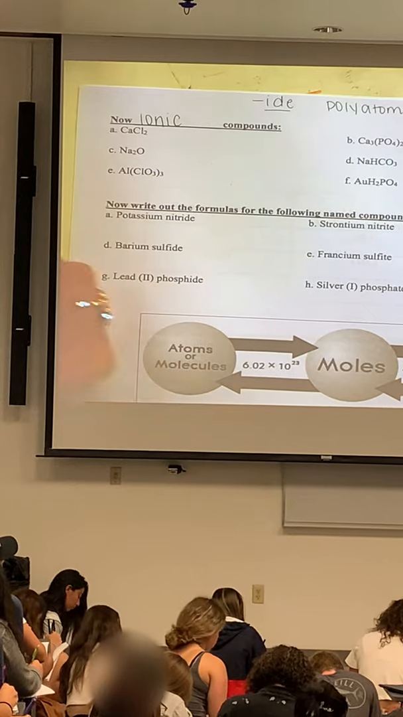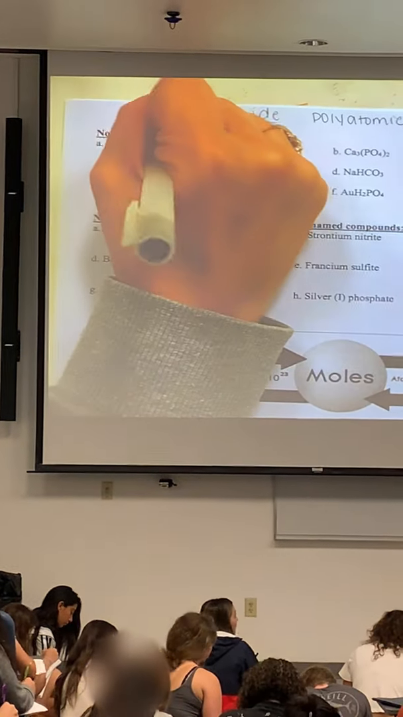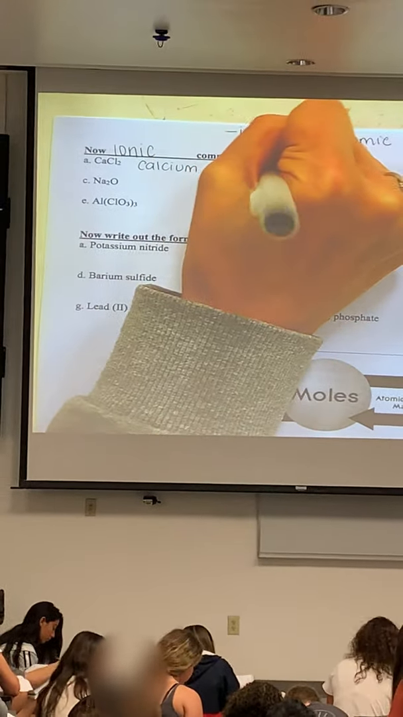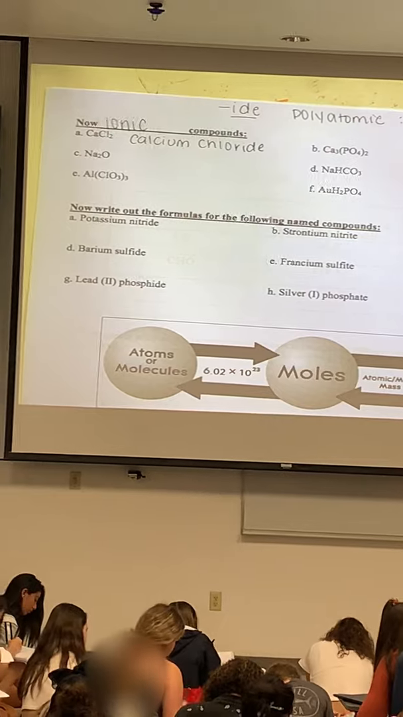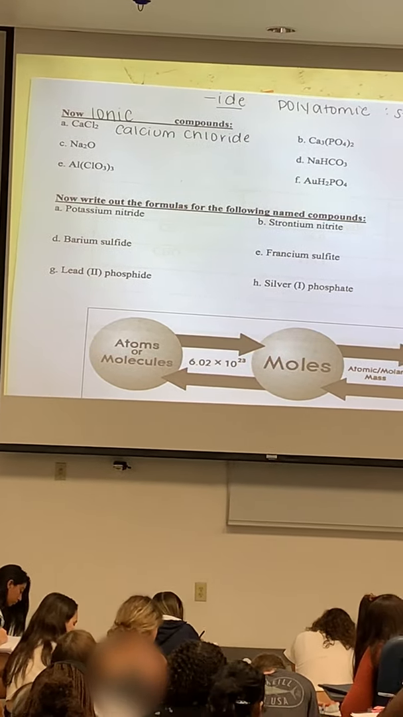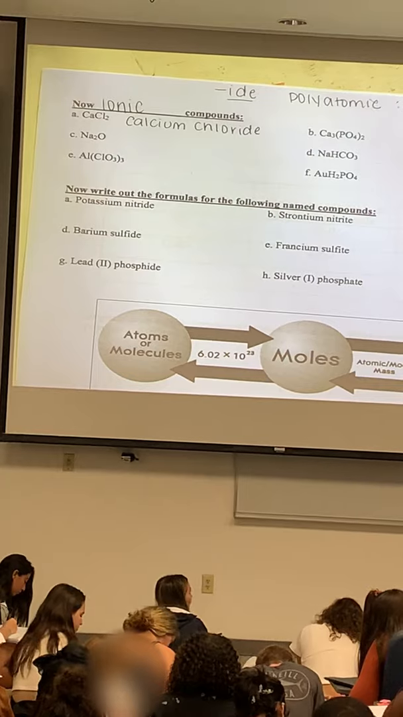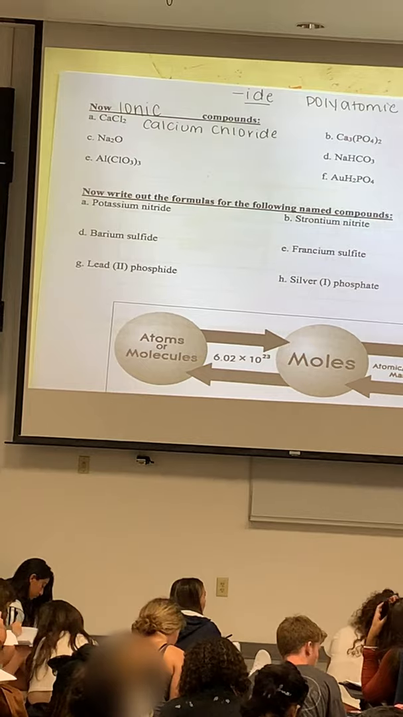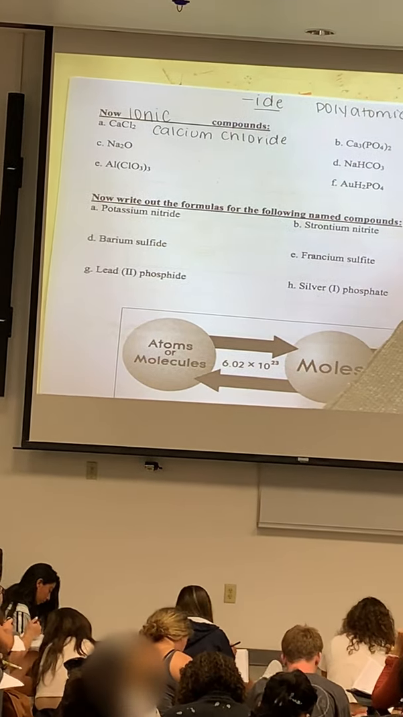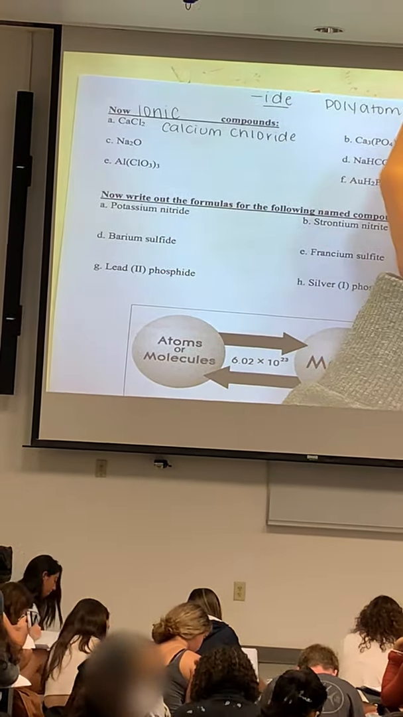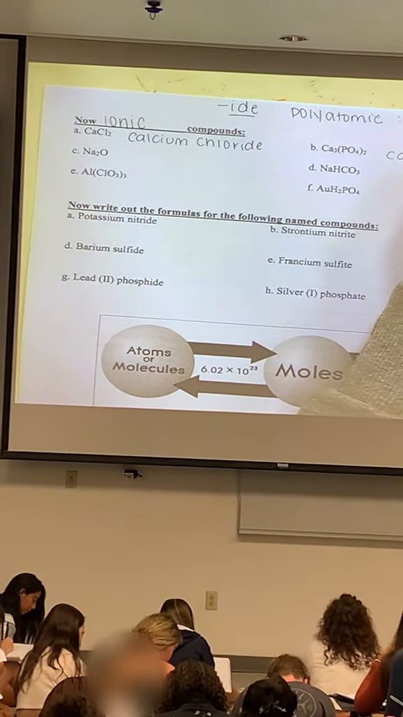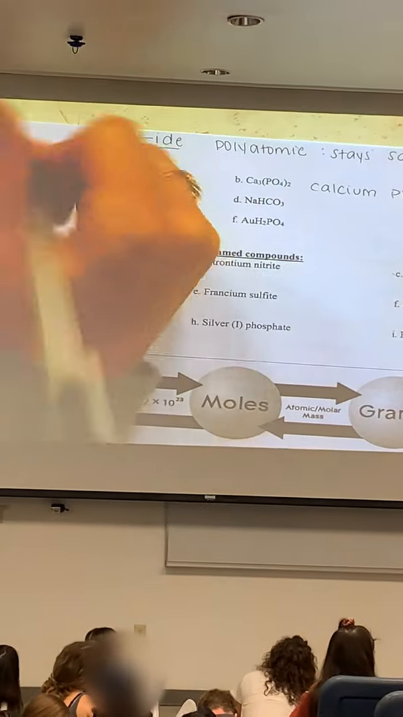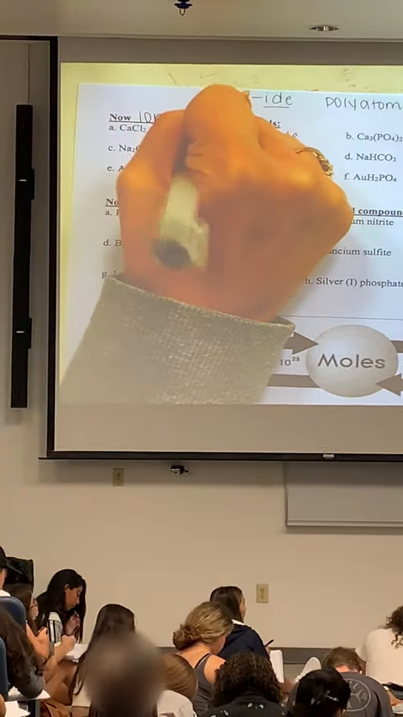So CaCl2, calcium chloride. Thank you for not saying calcium dichloride. However, on your exam, you may be thinking about molecular compounds, you see that, you're like calcium dichloride. This is ionic. Calcium is a metal. What about Ca3(PO4)2? Na2O. Sodium oxide.